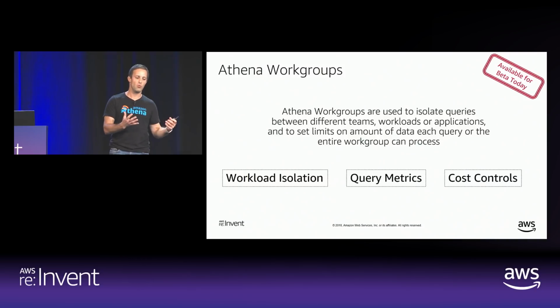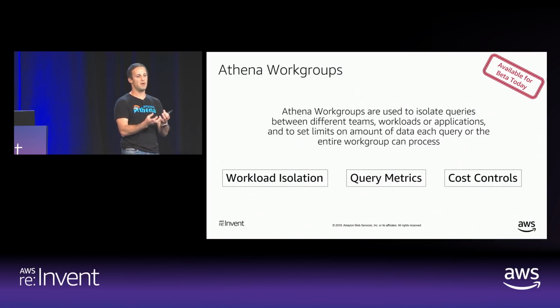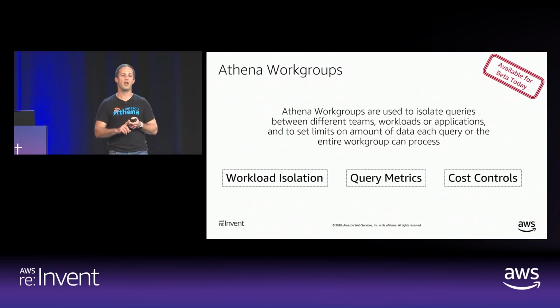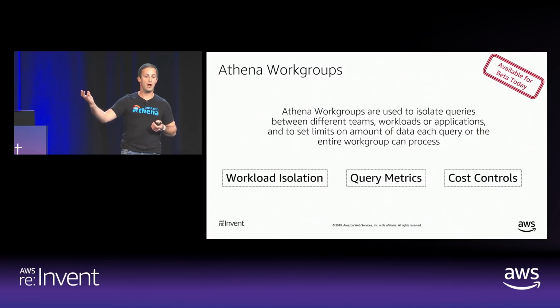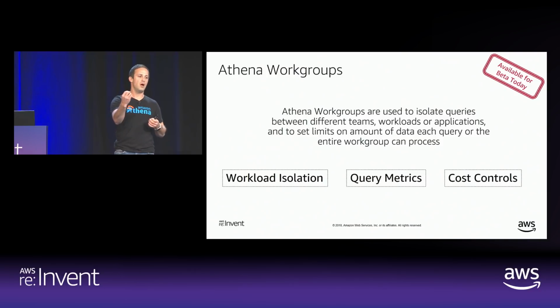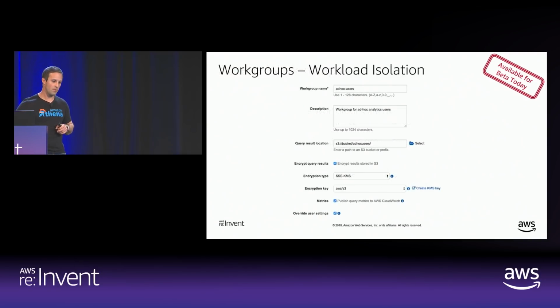So think about this. It gives you workload isolation, to be able to separate different types of workloads: ad hoc, reporting, automation. It gives you query metrics. So now you can actually get the metrics, the information about how long a query ran, how much data was scanned, whether the query succeeded or not, available for you in CloudWatch. And it also gives you the ability to set cost controls, to say, if a query exceeds a particular threshold of amount of data scanned, I'm going to cancel that query, right? Or I'm going to send some kind of notification to let somebody know that, hey, something is going on here.